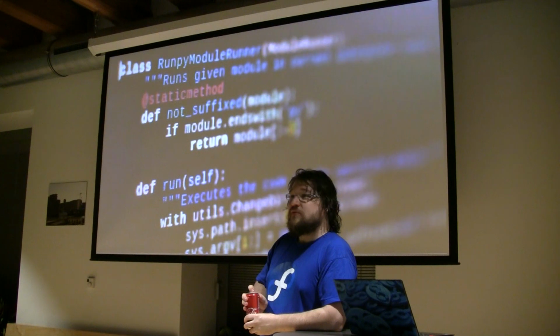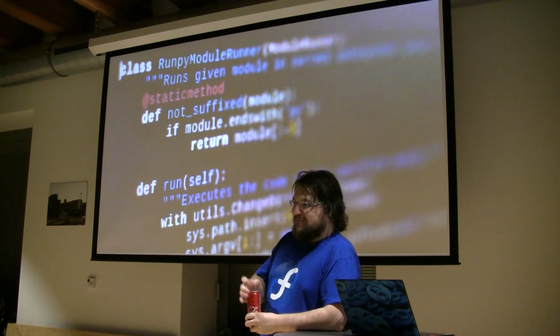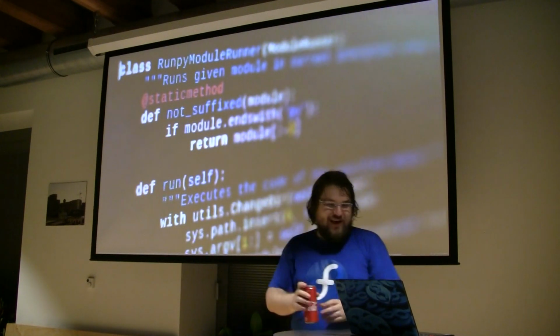And for Fedora users here, how many of you already updated to 26? And how many of you are already running on Rawhide and 27? At least a couple, okay.